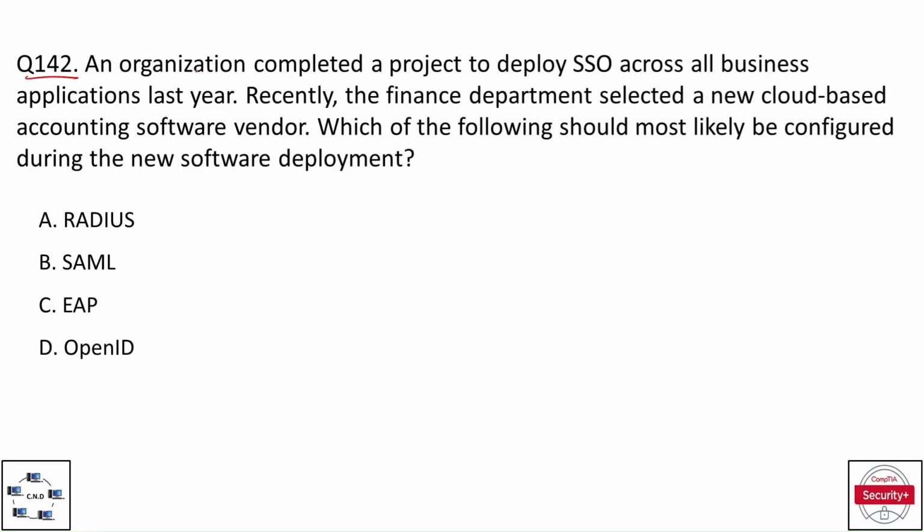Question number 142. An organization completed a project to deploy SSO, that is single sign-on, across all business applications last year. Recently, the finance department selected a new cloud-based accounting software vendor. Which of the following would most likely be configured during the new software deployment? And the options are option A, RADIUS, option B, SAML, option C, EAP, and option D, OpenID. And the correct option is option B, SAML.